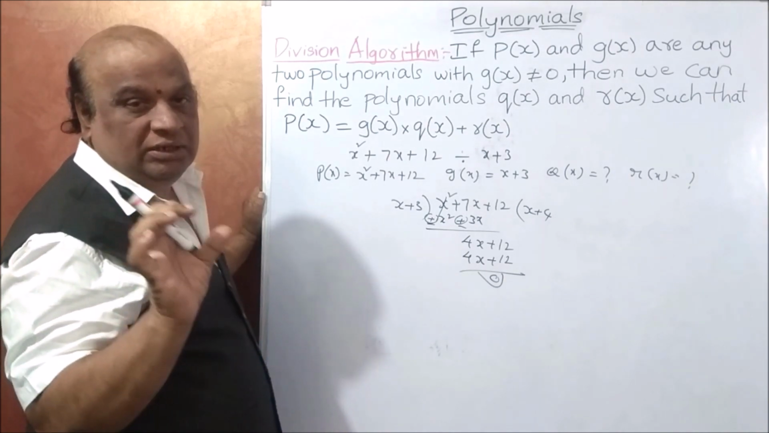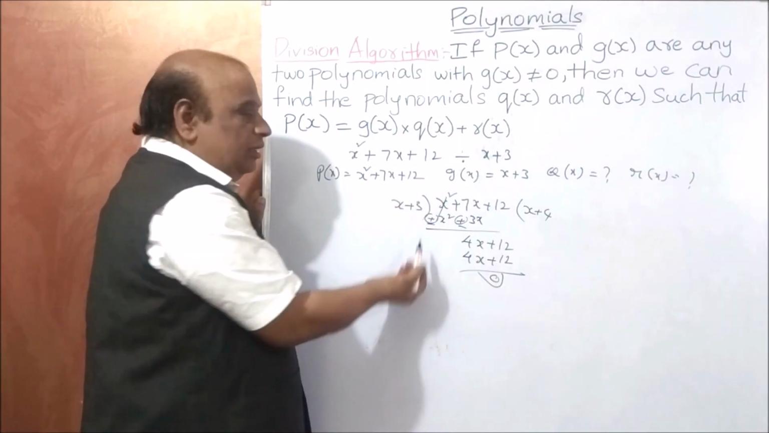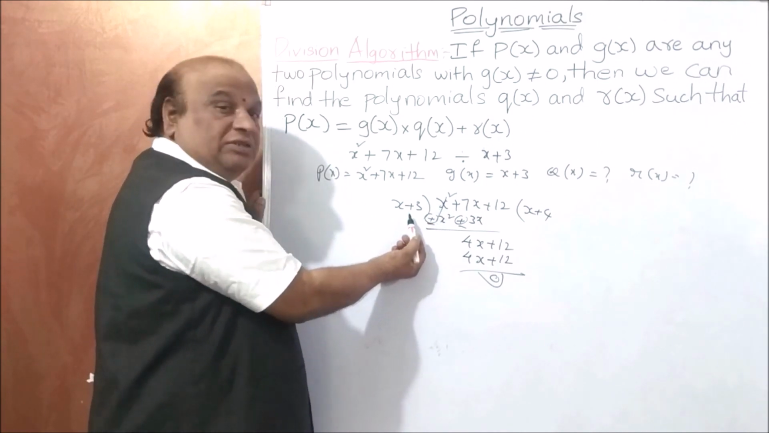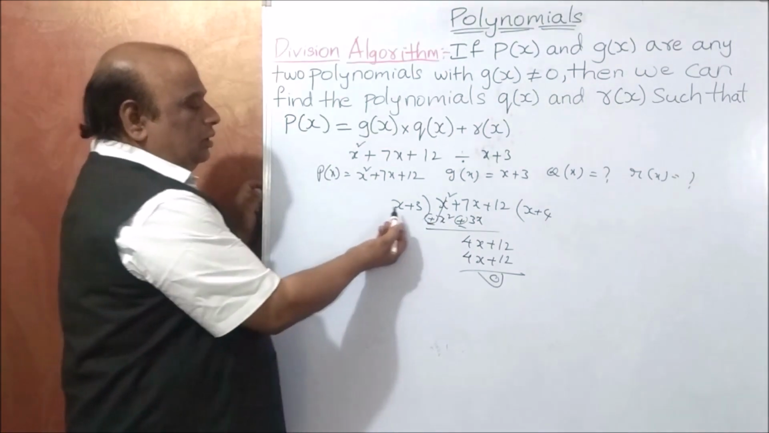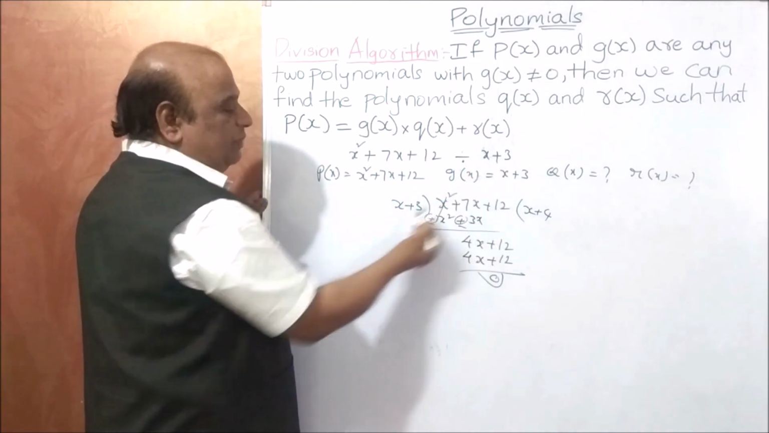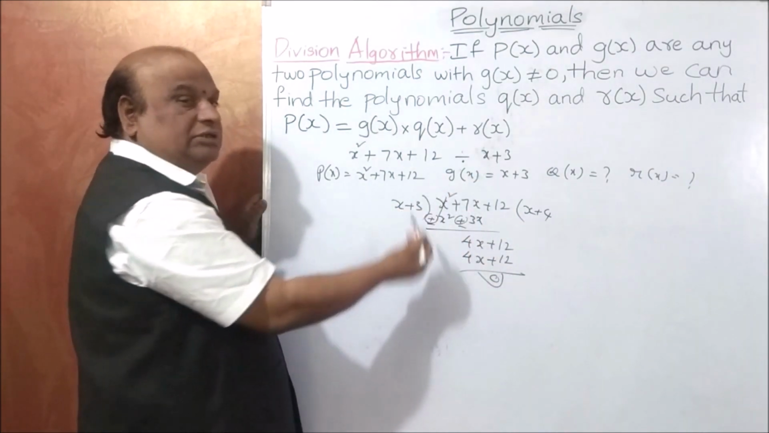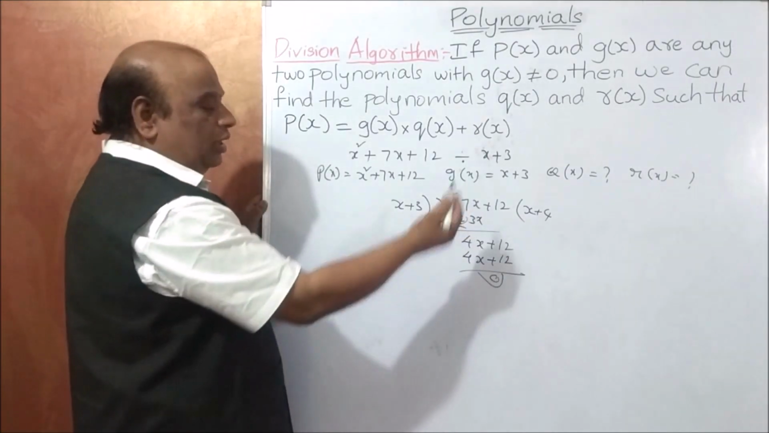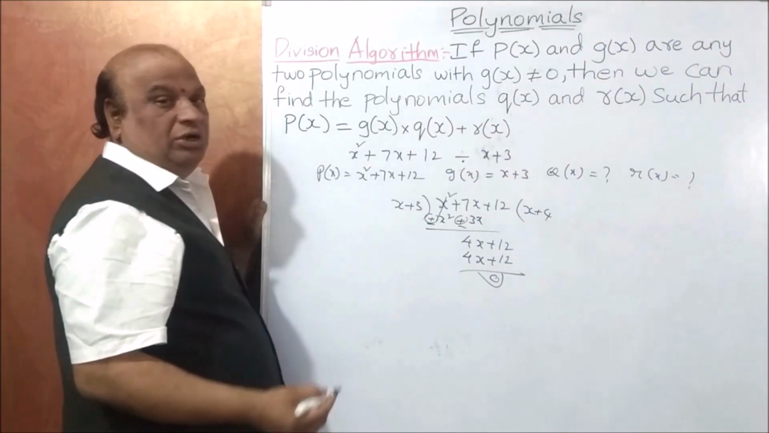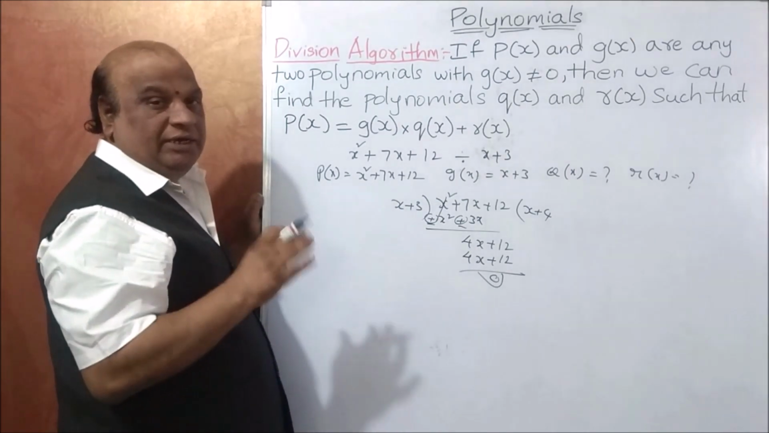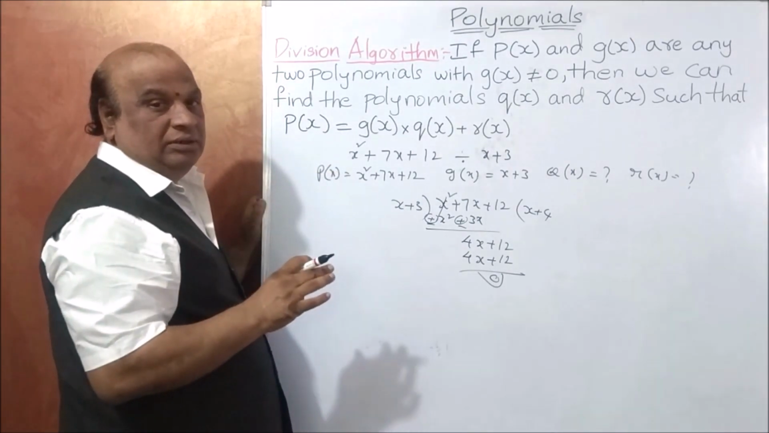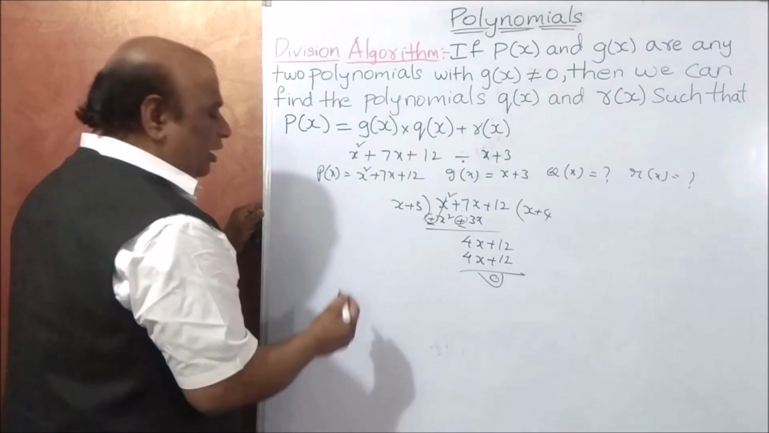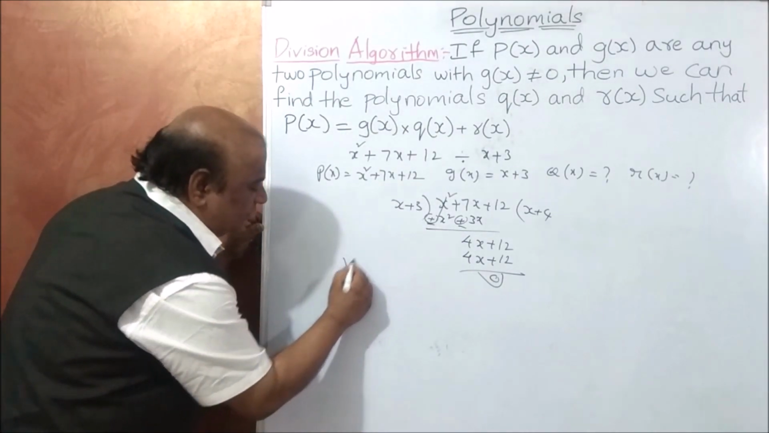This is one logic. Here one more thing, if it is a second degree polynomial, it should be less first degree. Now G of x is equal to x plus 3, P of x is equal to x square plus 7x plus 12, Q of x is equal to x plus 4 and R of x is equal to 0 we got. How to check whether it is correct or not? By using this division algorithm. Here you see verification.